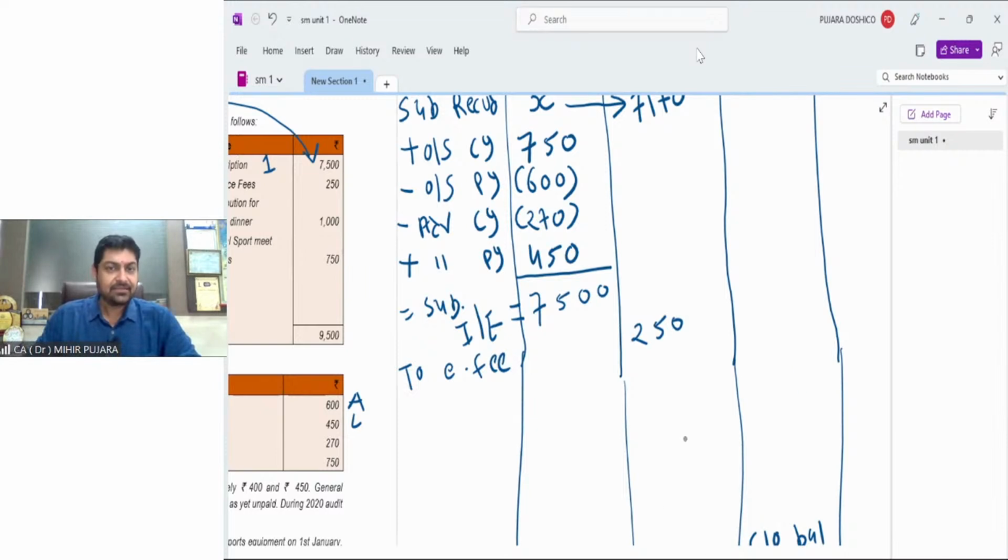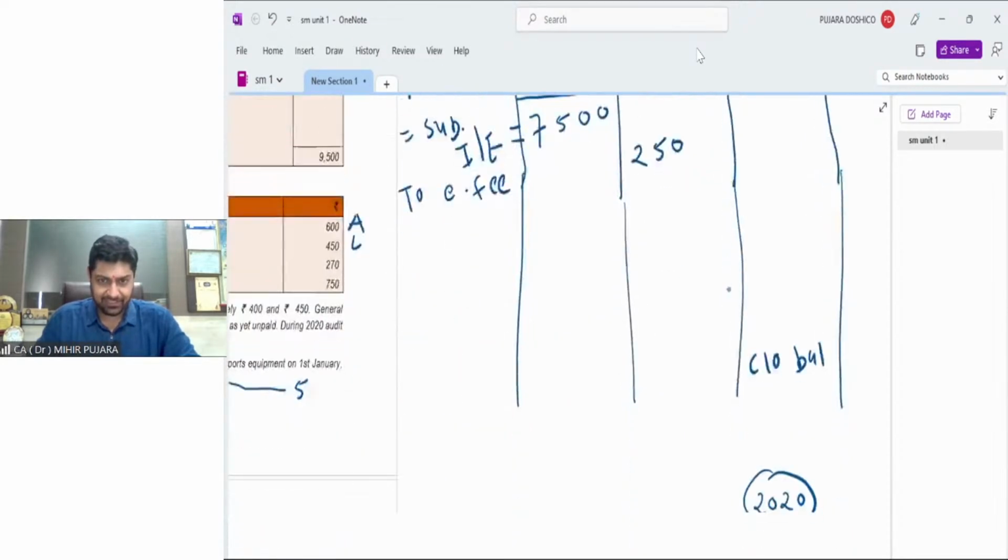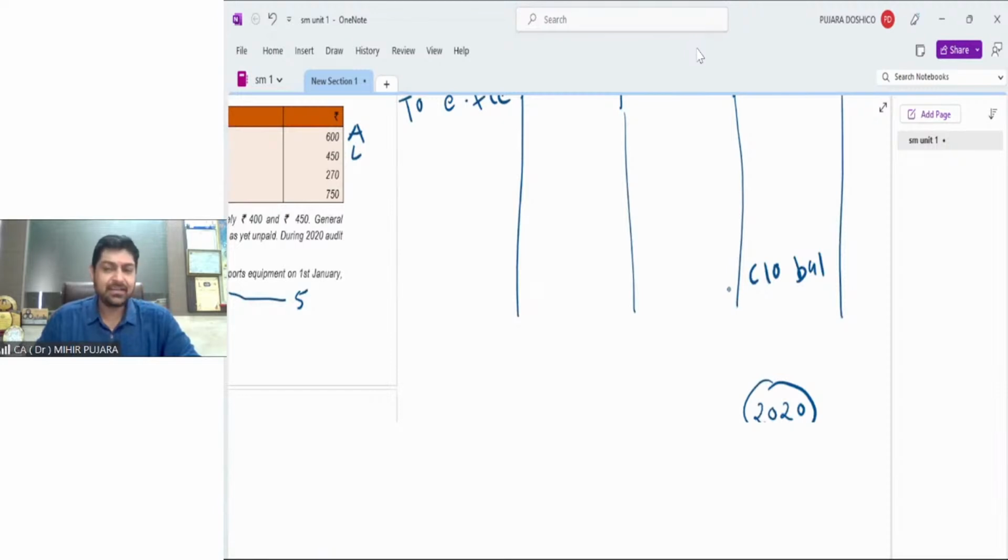And don't forget to write the current year 750 and 270 of subscription in the current year balance sheet also.